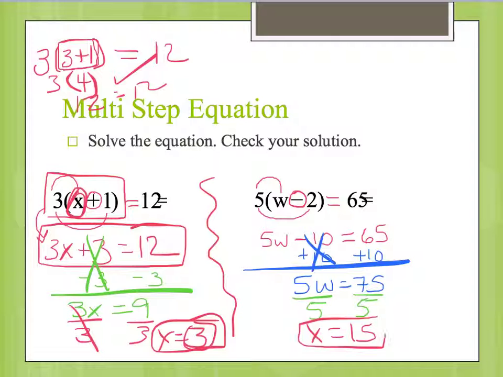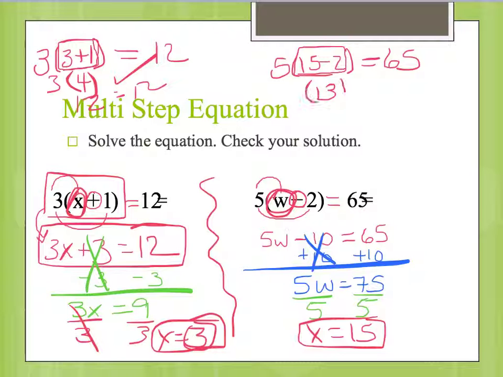Again, you can use your calculator to do that. Plug 15 back in for w. 5 times 15 minus 2 needs to be equal to 65. Again, I'm going to use the order of operations. So I could go inside the parentheses first. 15 minus 2 is 13. 13 times 5 is 65. So I know that my solution of 15 checks.